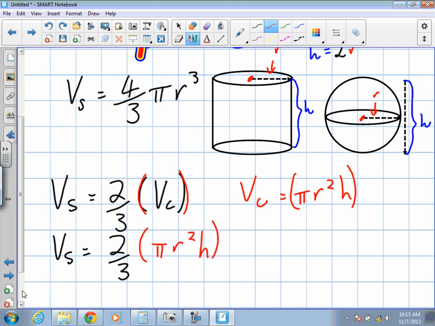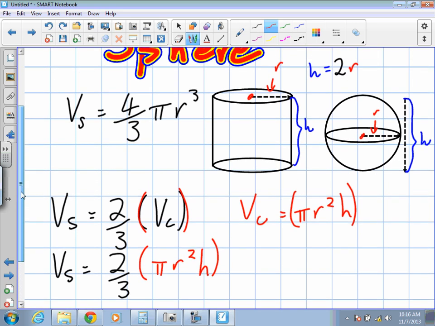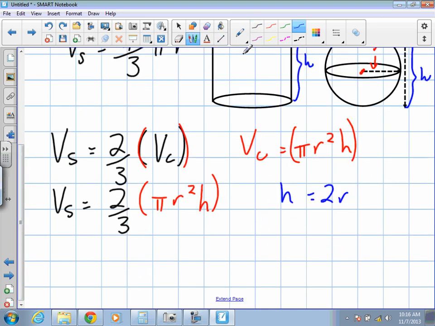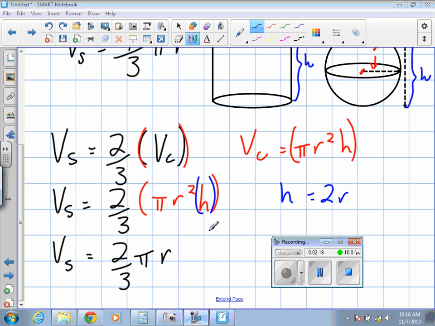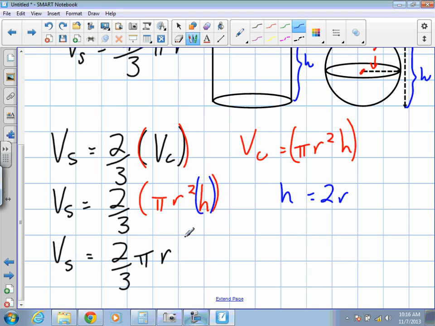Okay? Now, what did we say about h? What was h equal to? Diameter of the sphere. Yeah, the diameter, or in other words, 2r. So I'm going to replace h with 2r. So we now have the volume of the sphere is equal to 2/3 times pi times r squared, times, and then h gets replaced with 2r.